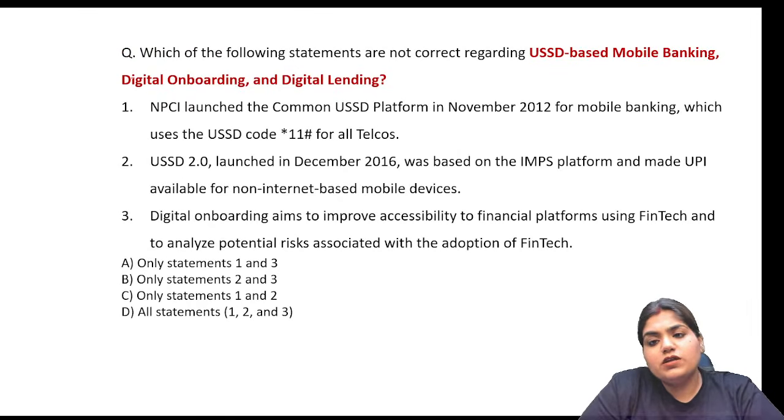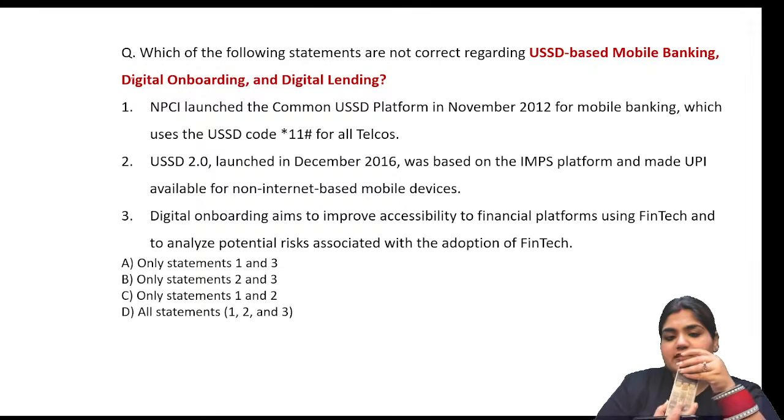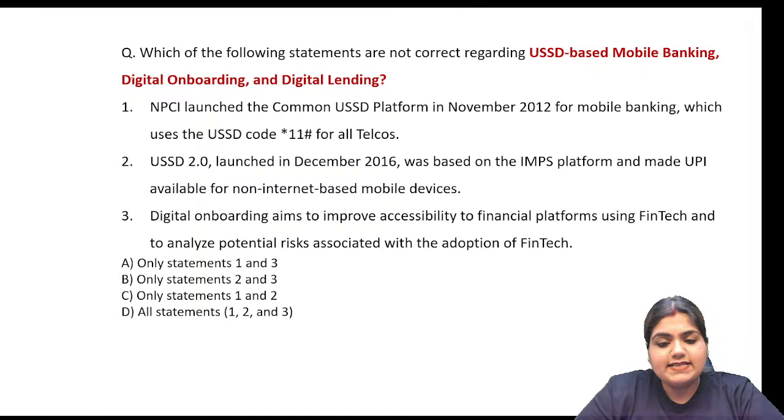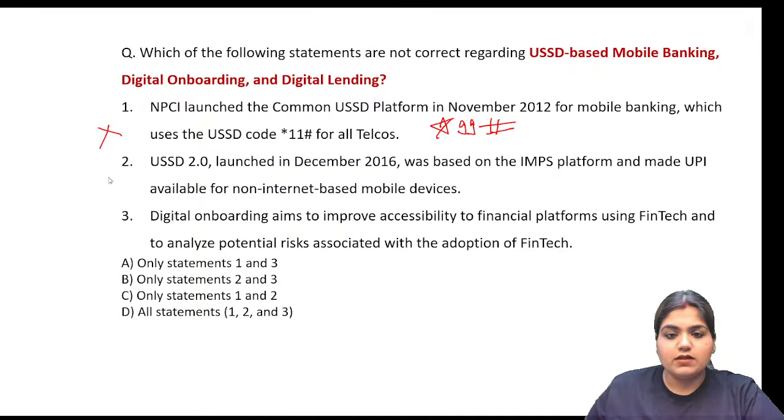Last question from this unit. USSD. The small Nokia 500, Nokia 1100 mobiles like these. You can do the things on these mobiles as well. You can make payments by using these small mobiles. The hashtag is *99#. Statement number 1 is incorrect. We have to tell what is not correct.